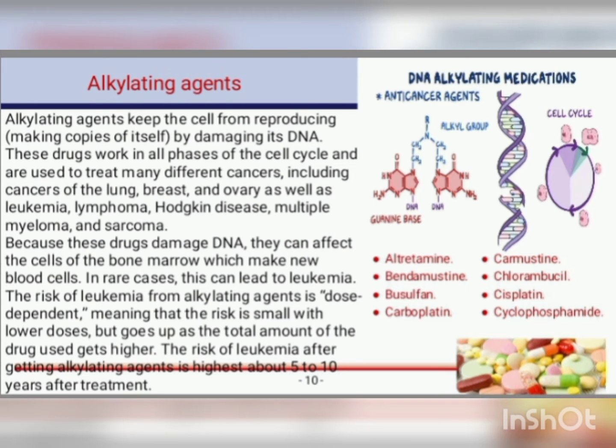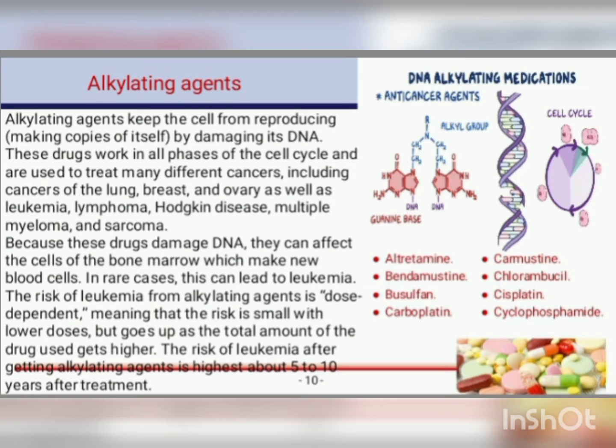Alkylating agents keep the cell from reproducing, making copies of itself, by damaging its DNA. These drugs work in all phases of the cell cycle and are used to treat many different cancers, including cancer of the lungs, breast, and ovary, as well as leukemia, lymphoma, Hodgkin disease, multiple myeloma and sarcoma.